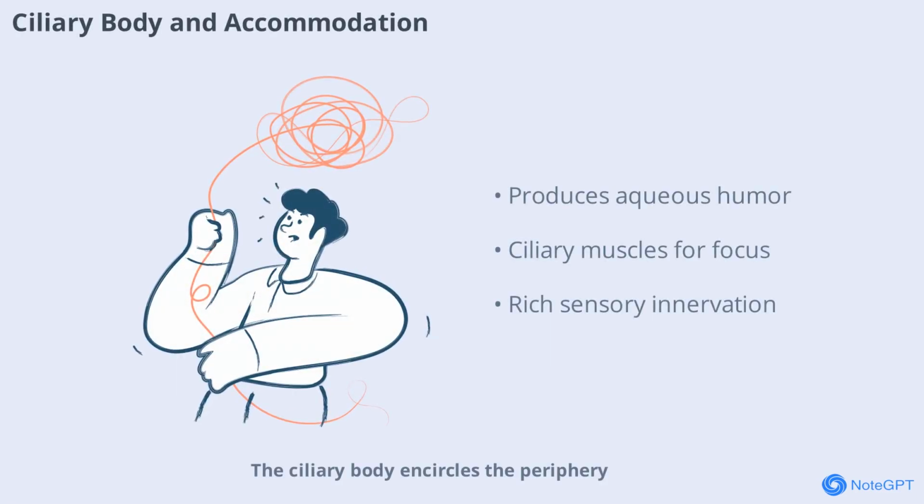The ciliary body encircles the periphery of the iris and contains ciliary muscles, pigment cells, and blood vessels. Its interior portion, the ciliary processes, produces aqueous humor, nourishing avascular structures like the cornea and lens. The ciliary muscles, arranged in meridional, radiating, and circular fibers, play a vital role in accommodation, adjusting the lens shape for near and distant vision. The ciliary body's rich sensory innervation makes pain from inflammation particularly intense.